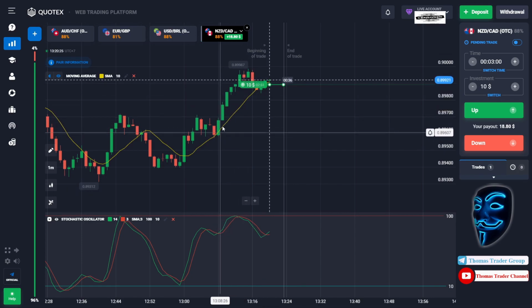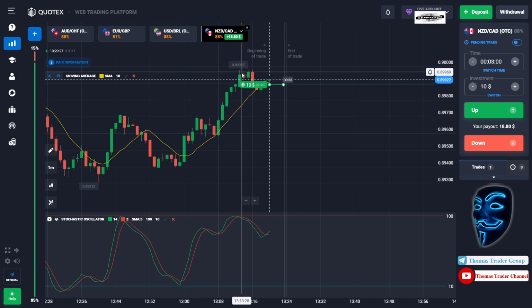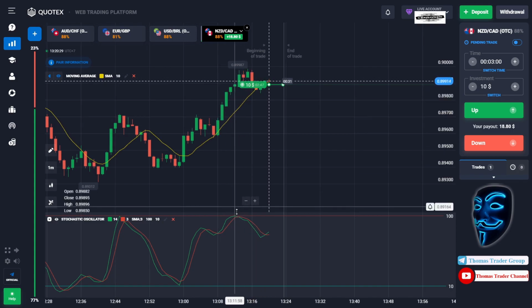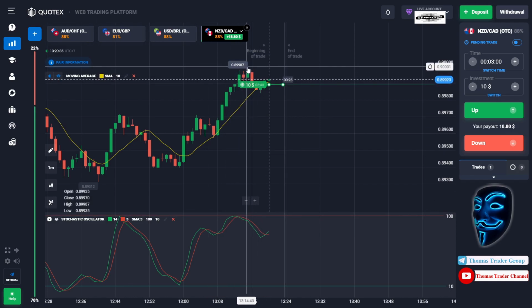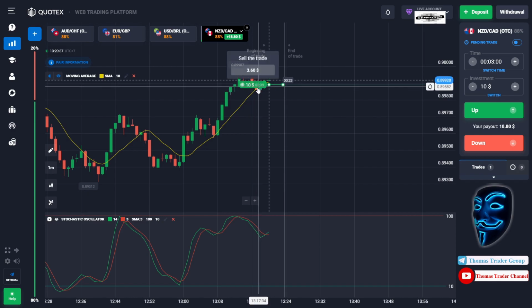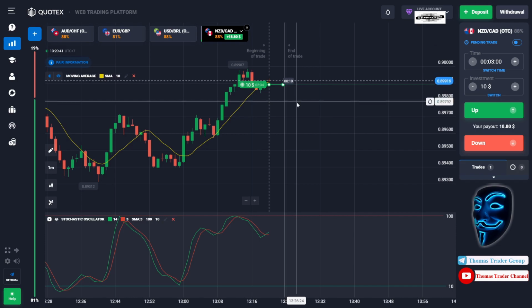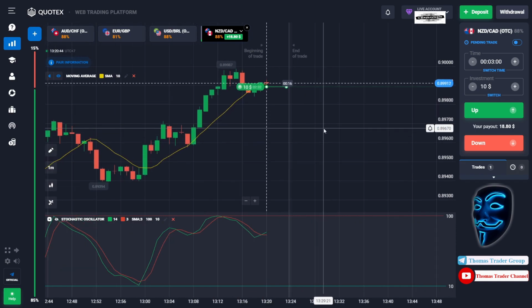This is the example. You see when it touches the moving average line, it makes a rebound, and here it makes a correction because it has already touched the overbought area. When it touches the overbought line, it will make a correction back to the moving average line and it will continue the bullish trend when it touches the moving average line. And let's prove it here. Let's wait till the end of our trade.